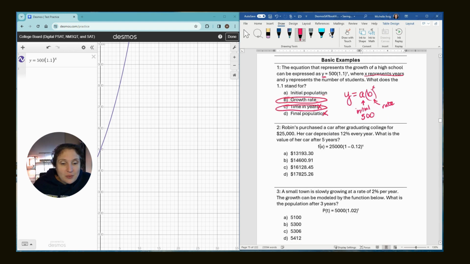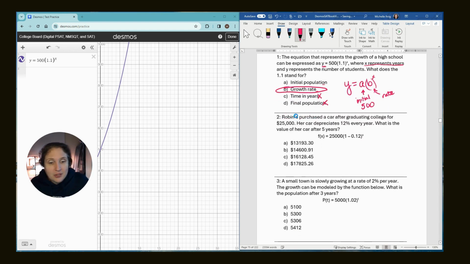Robin purchased a car after graduating college for $25,000. Her car depreciates 12% every year. What is the value of her car after 5 years? I love this question because it's ridiculously easy.